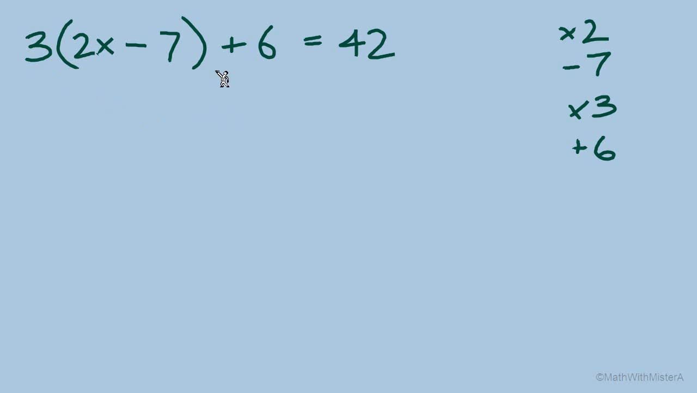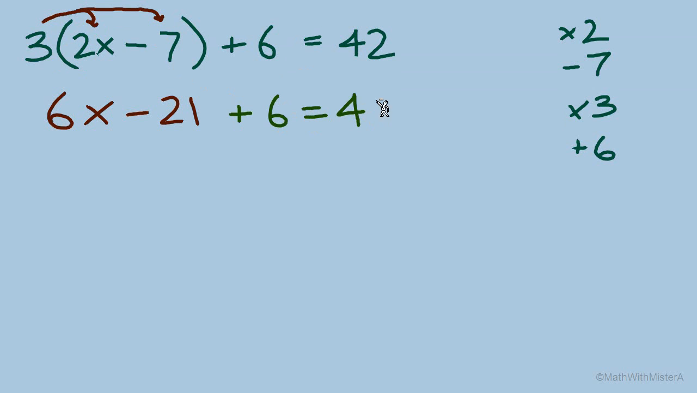So spotting a set of parentheses, definitely we can simplify. We multiplied this number to each term inside the parentheses. That should give us 6x minus 21. We were able to simplify just this term. We still need to show the plus 6 equals 42. As we're doing simplifying on an equation, we're only focusing on one side at a time. So we're just bringing down equals 42. I'm only focusing on distributing and combining like terms.